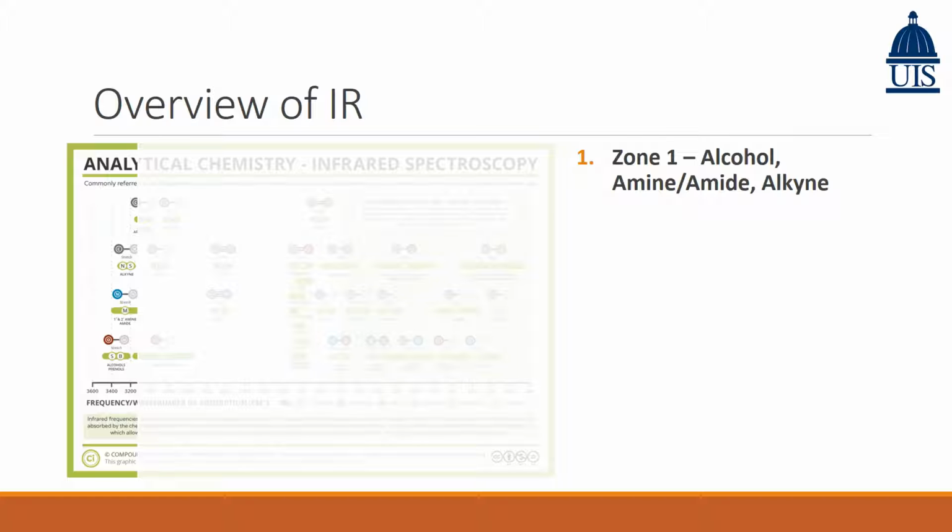Zone 1 is typically where we're going to find our alcohols, our amines, our amides, or our alkynes. And the tricky thing with the amides and alcohols is that they also may bleed over into zone 2, which is right next to it, but typically zone 1 is where you may see these kinds of things.